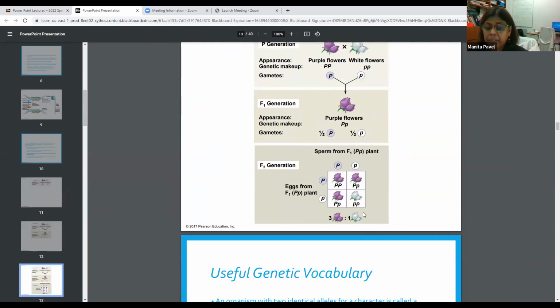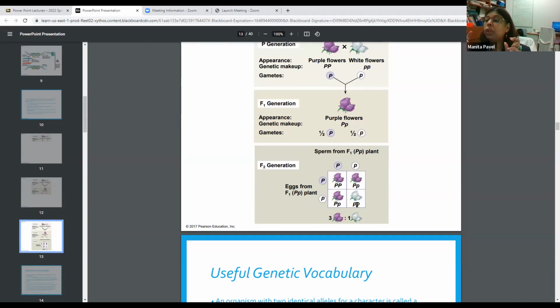So what is this Punnett square? This Punnett square is a checkerboard, C-H-E-C-K-E-R. It's a checkerboard that is used to show the offspring. These are all the offspring obtained in the cross, the test cross that we are carrying out.